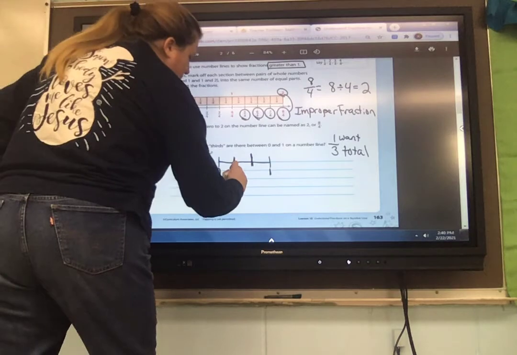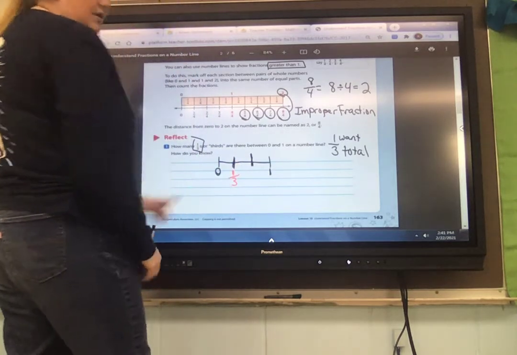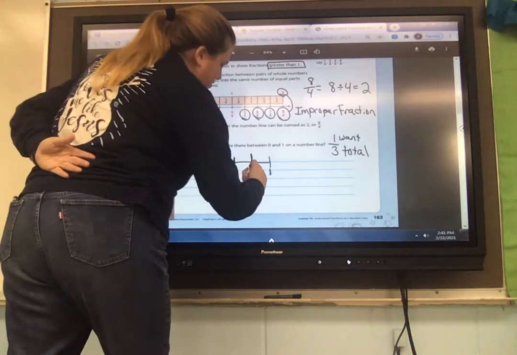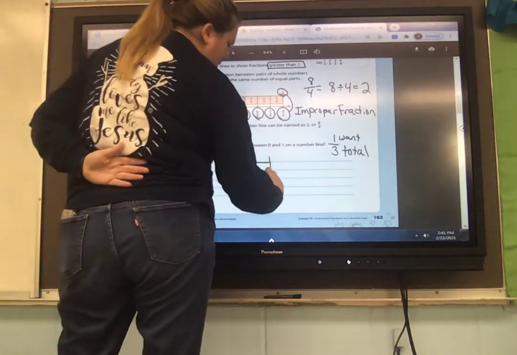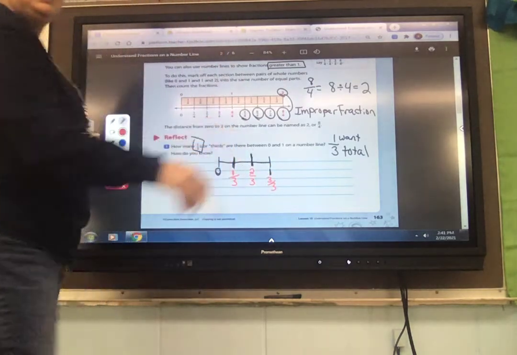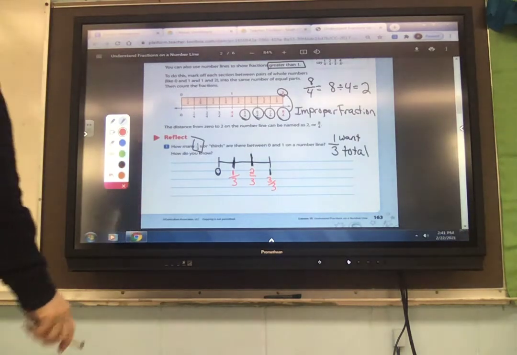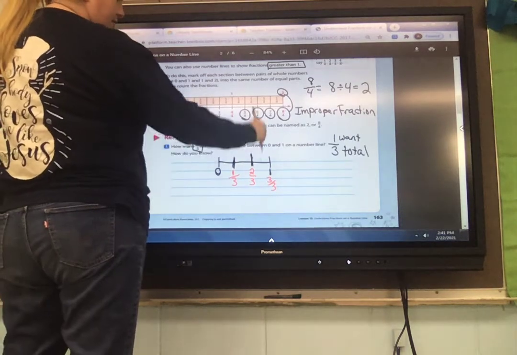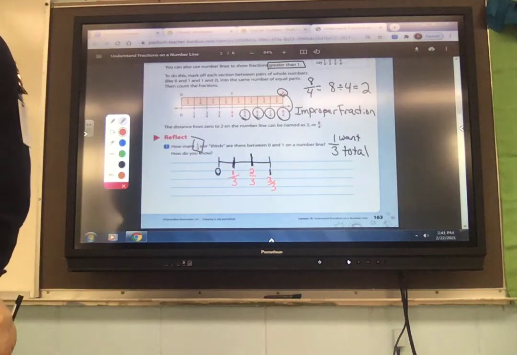So here would be 1/3. This next line would be 2/3, and then our whole number, our 1, would be 3/3. So if I labeled all of those tick marks on my number line, this is what it would look like. 0, 1/3, 2/3, 3/3, which is also equal to 1.